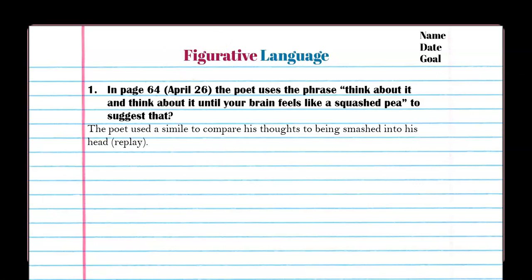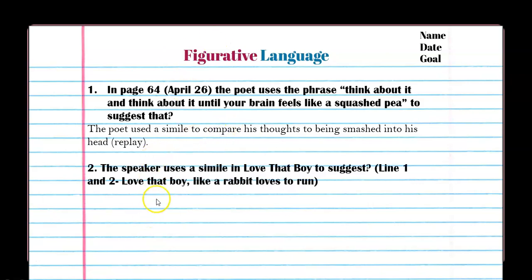Last 20 seconds. If you've already finished, you can copy the next question. It says, the speaker uses a simile in Love That Boy to suggest. It's line 4 and line 2. So love the boy. And I gave you an example of the line. Love that boy, like a rabbit loves to run. Boys and girls, what does a simile do?